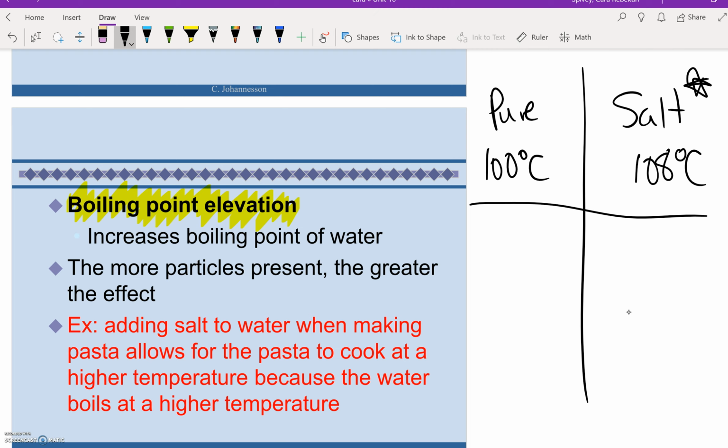Adding salt, you have to go back to the molecular level. Those salt particles are going to be absorbing some of the energy from the boiling water. So the particles of salt start to absorb some of that energy as you're heating it up, which allows the temperature to get much higher. So colligative properties can be changed just by adding more or less solute to a solvent.